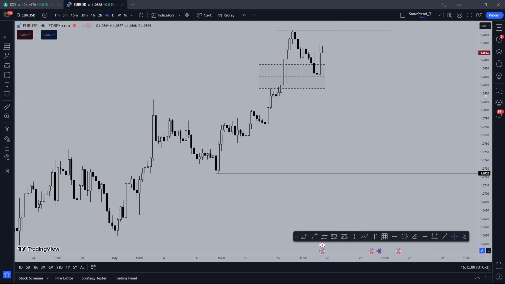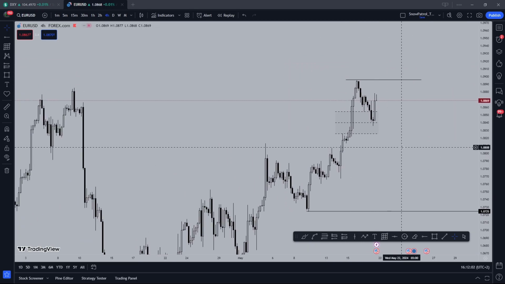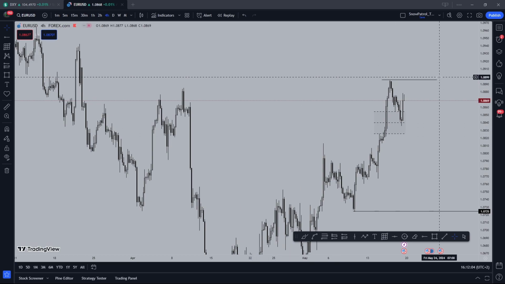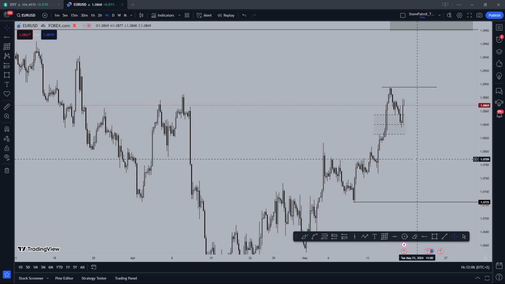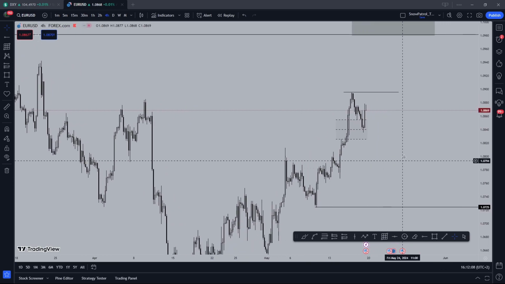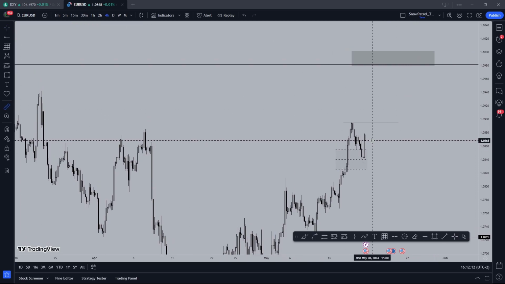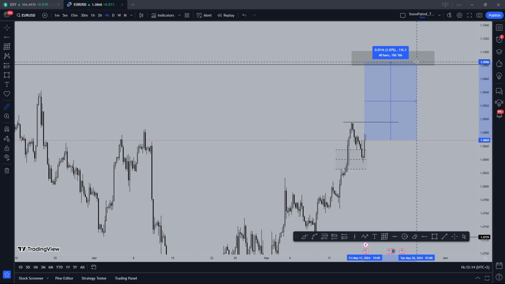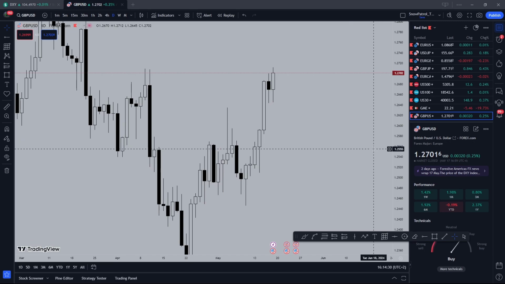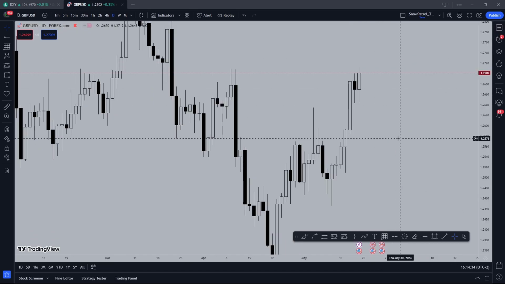Okay, so we are looking for buys. We are most likely looking for buys. If price decides to go lower, I'll be updating you. But right now, we're looking for price to go from here up until this range right here. That's 116 pips. Do with that what you may. All right, so the second pair that we're going to be looking at is GBP US dollar.